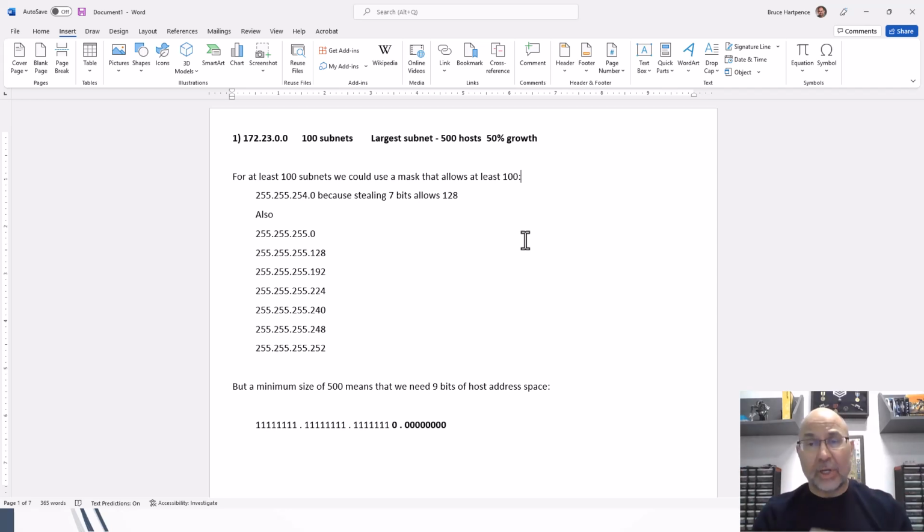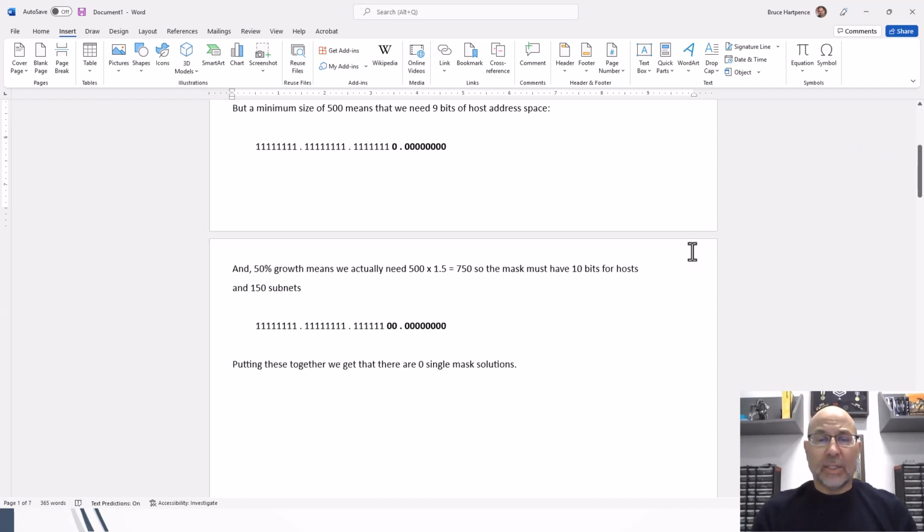That sounds pretty good, except we've got to account for that growth. So the 50% growth means that we actually need 750 possible in that largest subnet. And if we were growing our subnet numbers, we'd need 150 subnets. And so, if we had 9 bits, now we need 10 bits for hosts, well, we don't have enough for the subnets. And so the answer here is that there's no answer to this particular problem.